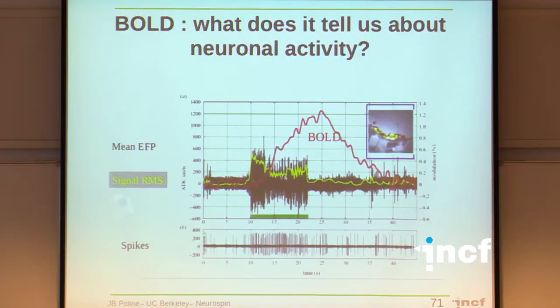You see the local field potential, the electrophysiological measure, at this time during the stimulus, and this is the signal that you get with BOLD, which is much more sluggish, delayed information. So it's not at the neuronal level. When a set of neurons needs energy, they require oxygen and glucose, and that's where the blood flow comes in, this overflow of oxygenated blood flow that we see with BOLD.